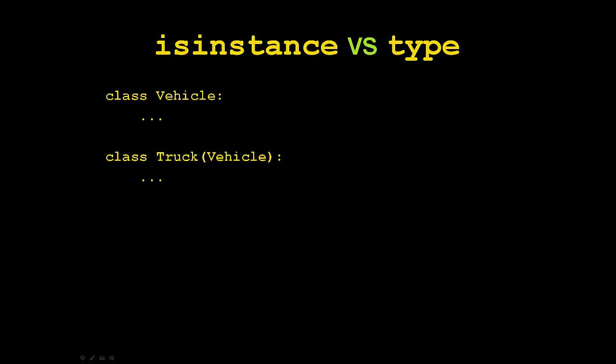Okay, you've already seen this function called type earlier. For example, you can do type of 1 is equal to int, so it's integer. Now let's look at another function that is called isinstance and is similar. Suppose you have a vehicle class and you have a truck class that is a subclass of the vehicle class. So a truck is a vehicle.